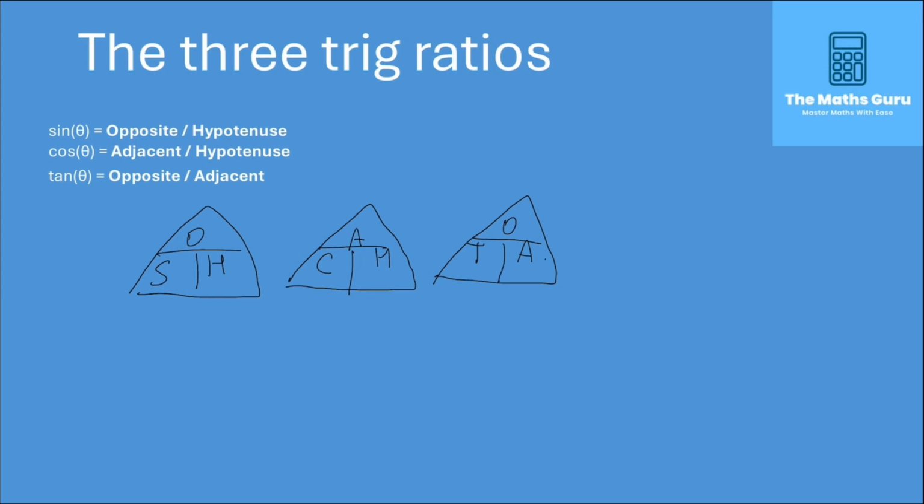So sine theta equals opposite over hypotenuse. Cos theta equals adjacent over hypotenuse. Tan theta equals opposite over adjacent.